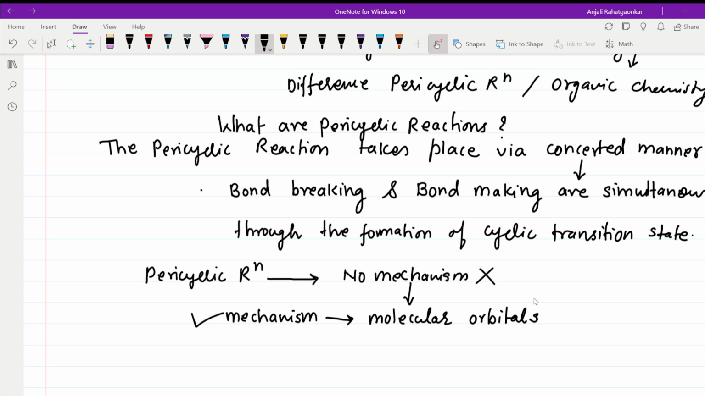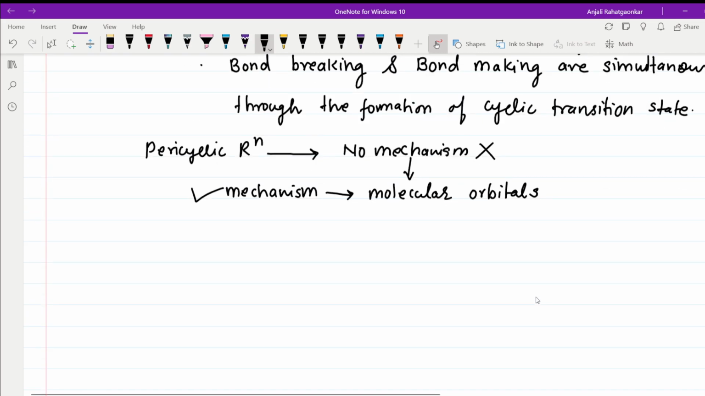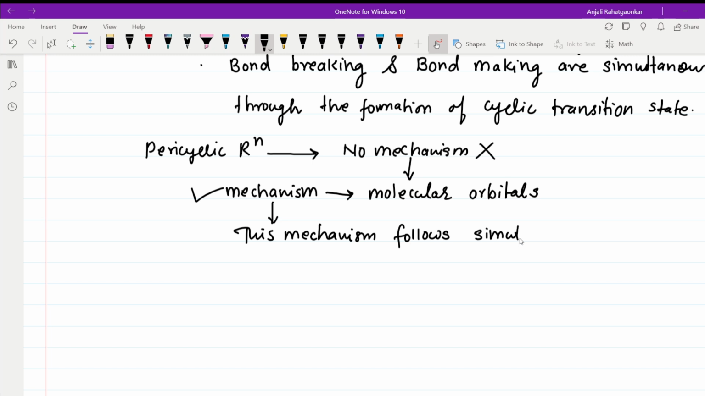All right, as we are talking about the mechanism, how does it follow? We have seen in the definition that the reaction follows a concerted path. At the same time, we can say that the reaction is simultaneous but not synchronous. Now let us see the meaning of these two terms.